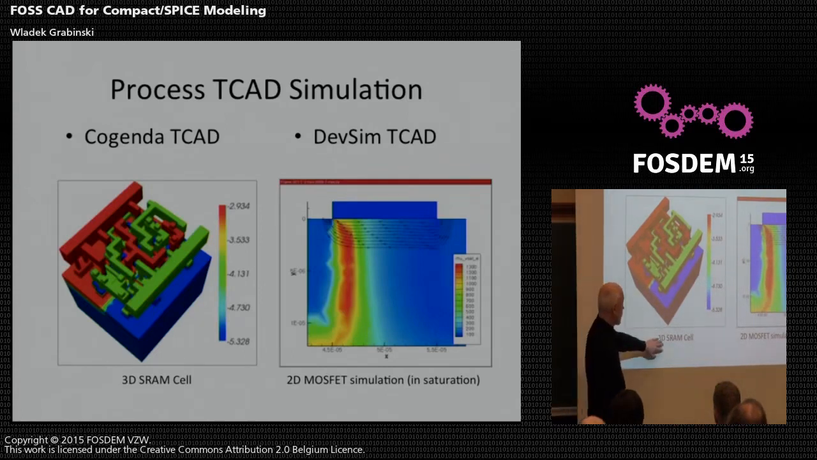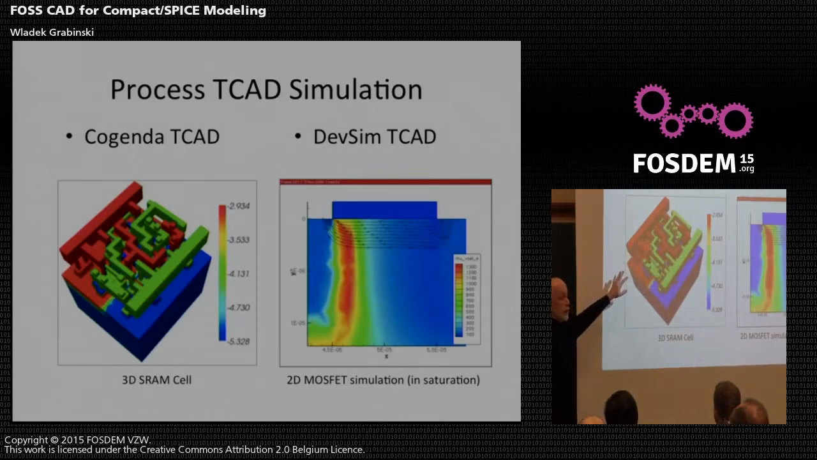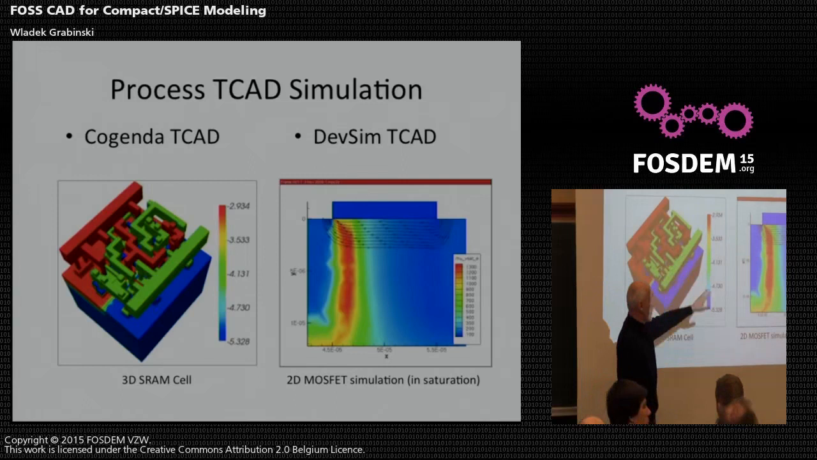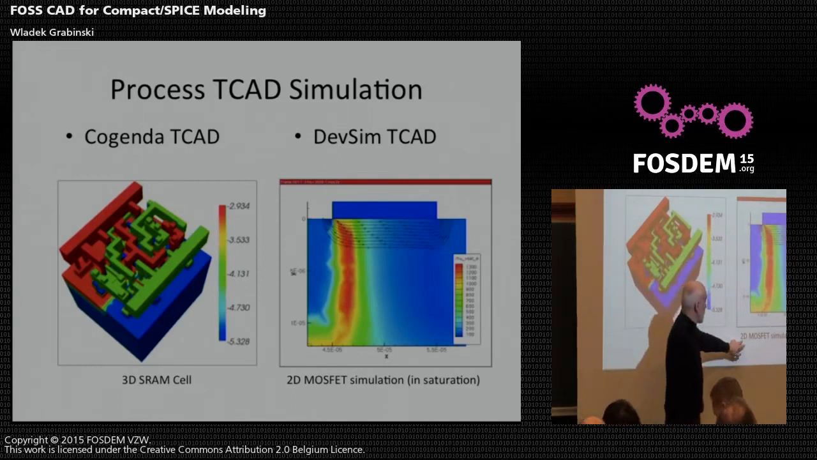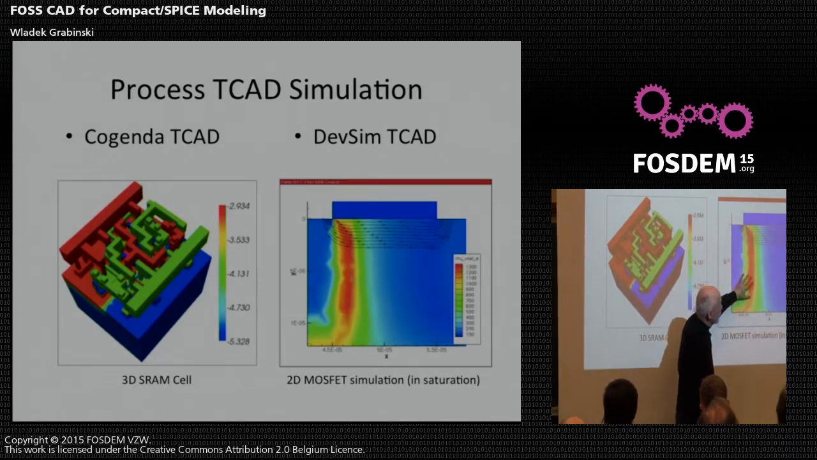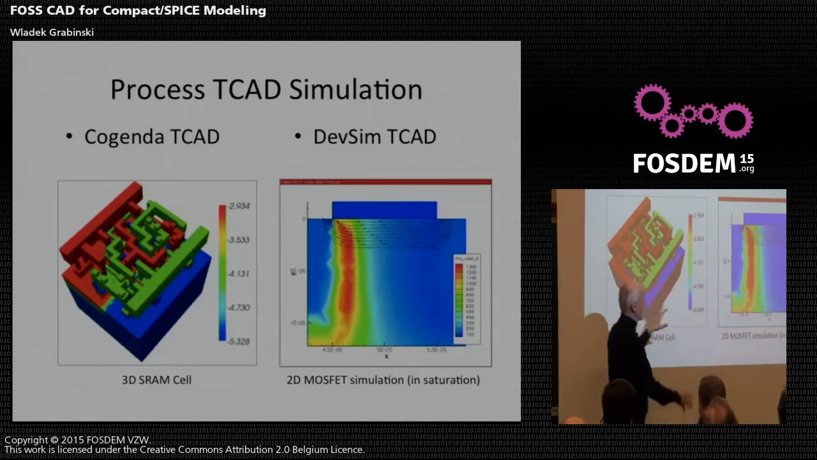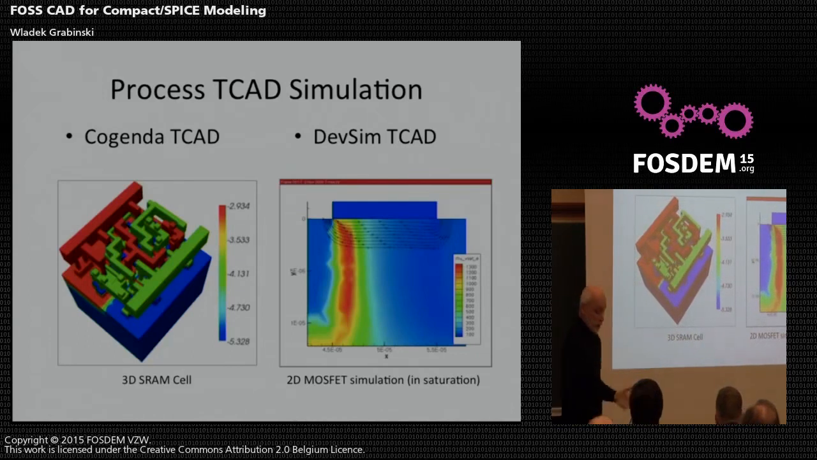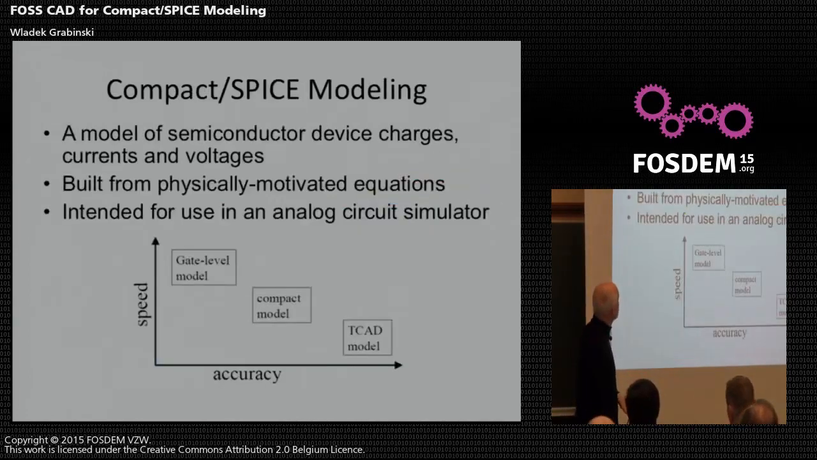This is an example of 3D simulation of an SRAM cell using Cogenda TCAD tools. It's free GPL software. You can do quite complex, sophisticated simulations. DevSim is another example. This is a 2D simulation of a MOSFET device, and you can see the current flow and mobility distribution in this particular device. These two tools give you input for compact modeling to build your models.